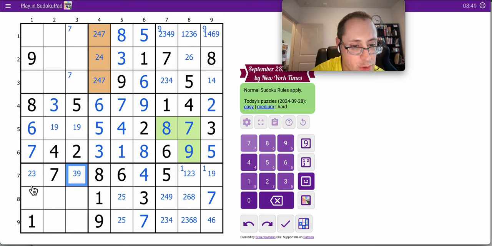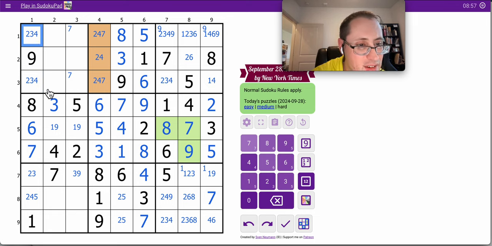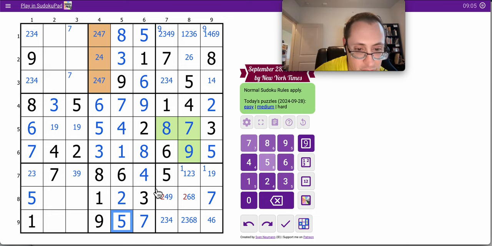Column 1 needs 2, 3, 4, 5. This is not 3. That's not 5, and neither is that. Okay, 3 of the possible cells cannot be 5. So 5 is placed. This sorts out the 2, 5 in column 5.